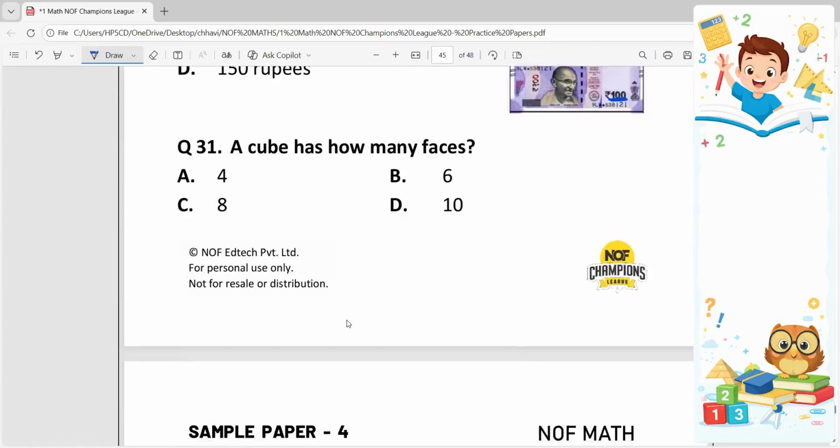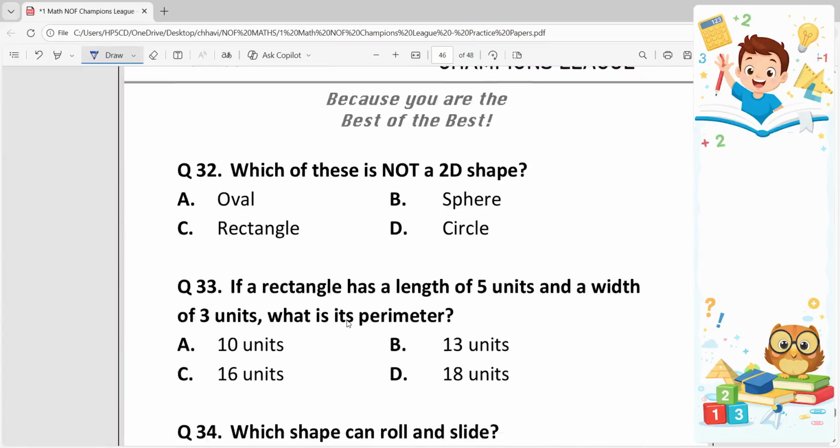31st. A cube has how many faces? So a cube actually has 6 faces. So option B is the correct answer. 32. Which of these is not a 2D shape? Among these four, oval, sphere, rectangle, and circle, sphere is not a 2D shape because a sphere has no vertices and doesn't have any edges, and it has a curved surface all around, and therefore it has volume also. So option B is the correct answer.